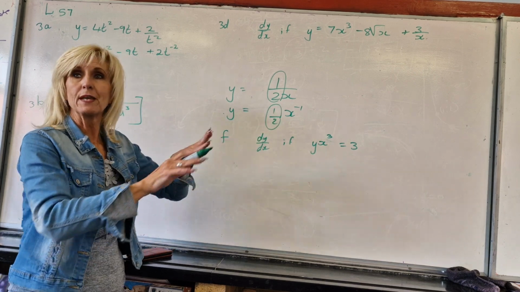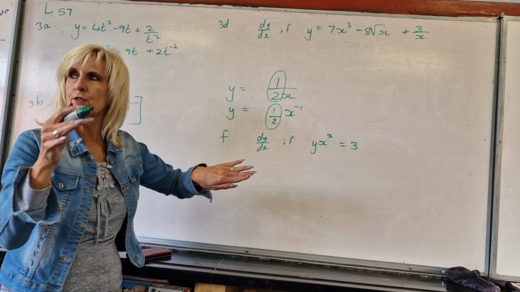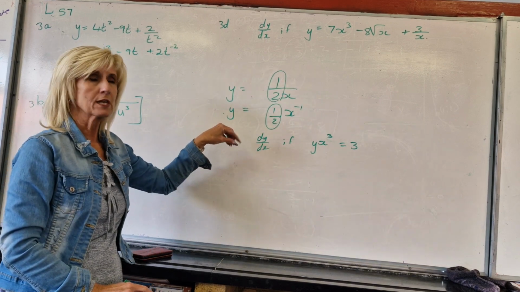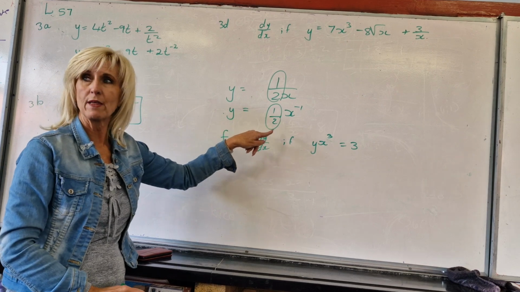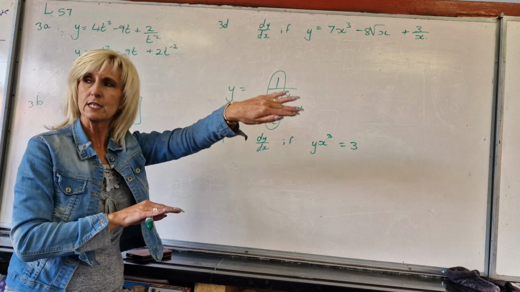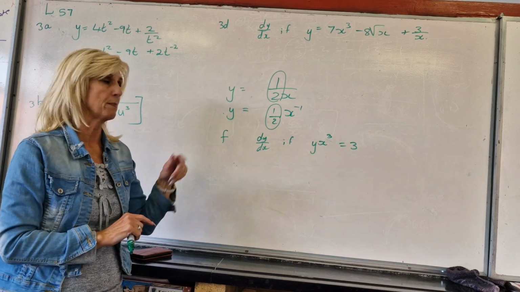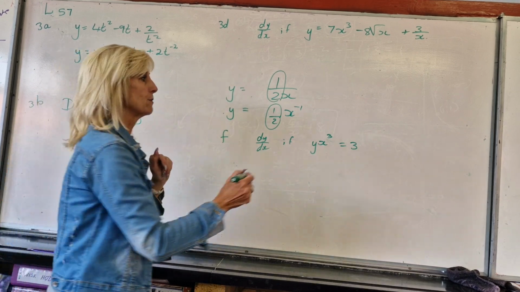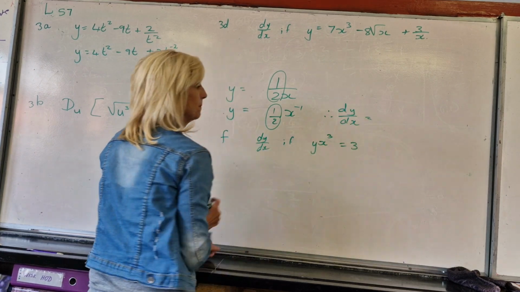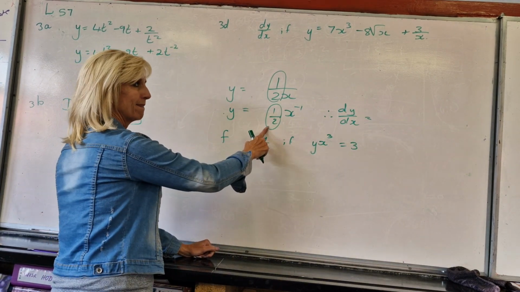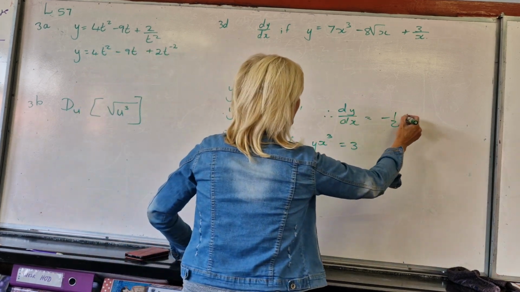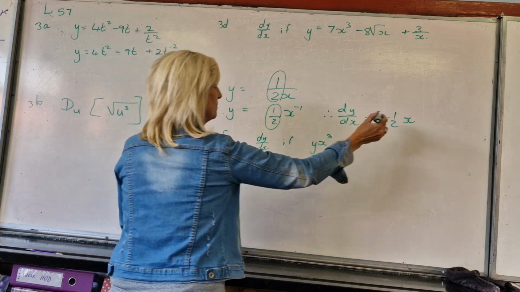Take it to the top, but then I would like you to write it separately so that you're ready to say exponent times coefficient. So this is better to write it this way than writing x to the negative 1 over 2, because then you're seeing it separate. Exponent times coefficient. Would you please remember that? So the derivative of that would then be dy dx is equal to negative a half x to the negative 2.